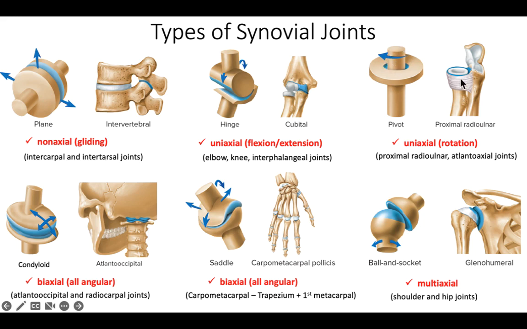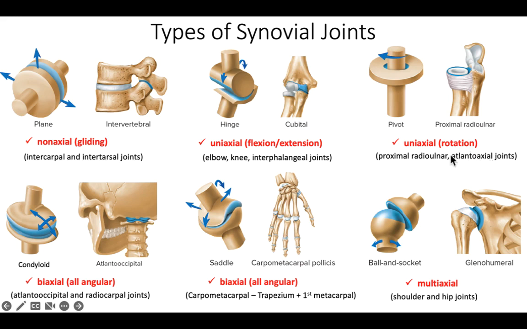All right? So what bone spins here is your radius. So when you turn your palms over, that's a type of rotation. And that's happening when your radius rotates over top of your ulna. All right? So pivot joints allow rotation. The two I want you to know is this one here, the proximal radio-ulnar joint, and then the joint between your atlas and your axis.